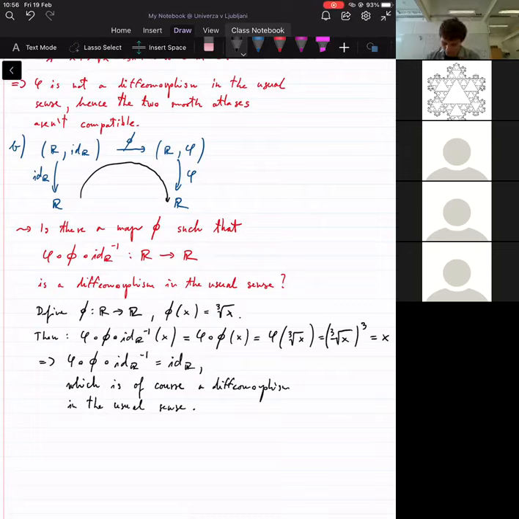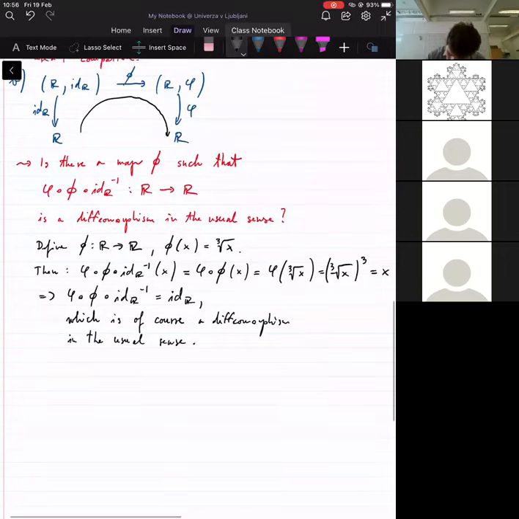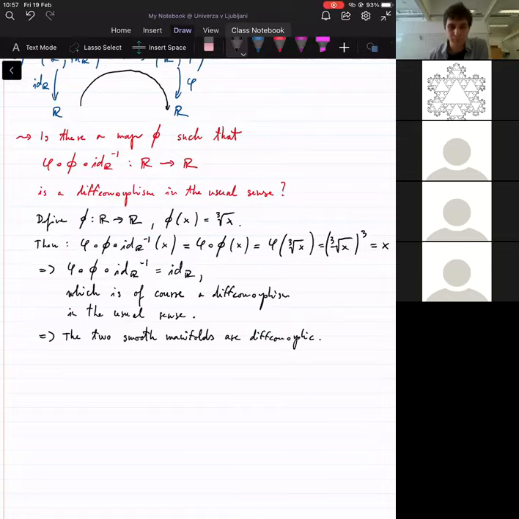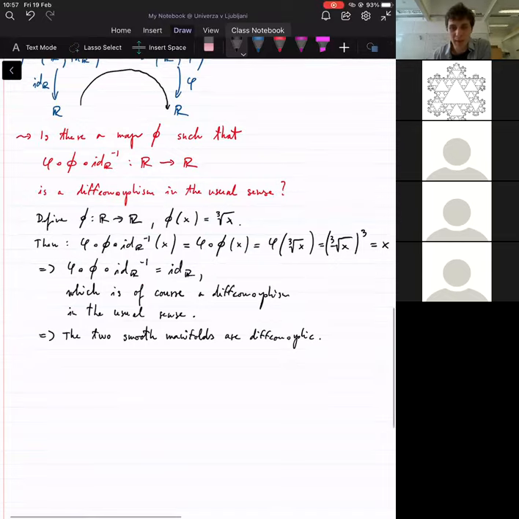So this means that the two smooth manifolds are diffeomorphic. So this is to display the abstractness, the abstract nature of smooth structures, right?